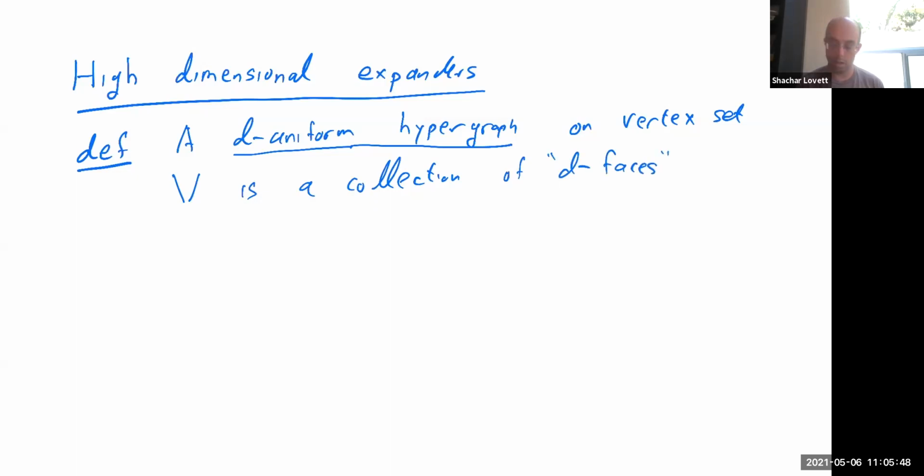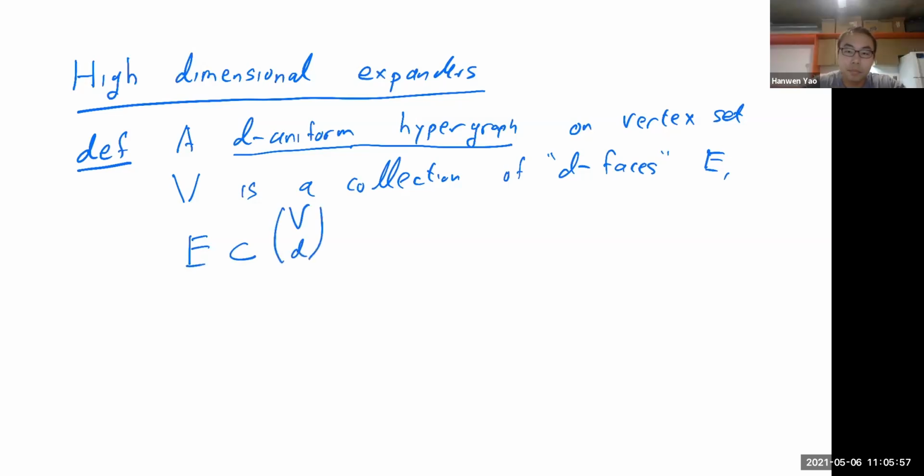which is basically, let's call this E for the edges, just some subset of all the possible sets of size D out of V. So if, for example, D is 3, a 3-uniform hypergraph is just a collection of sets of size 3. In this viewpoint, it's completely a combinatorial object. It's just a family of sets, all of them of size D.